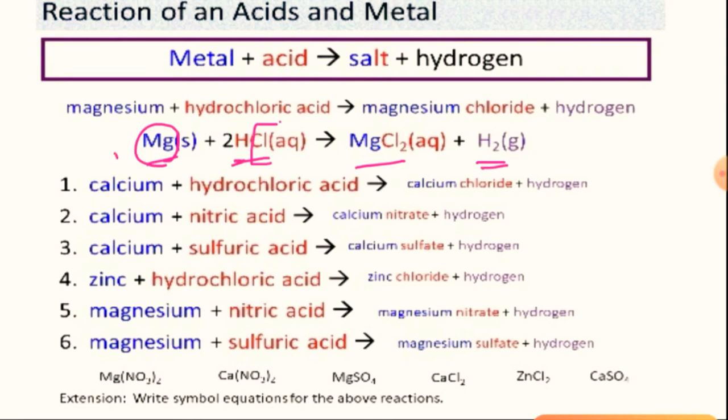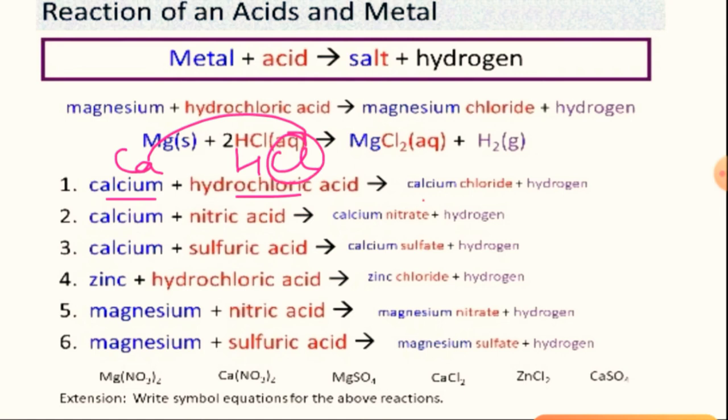Calcium, the symbol of calcium is Ca and hydrochloric acid means HCl. Let's do it once again. Calcium is Ca and hydrochloric acid is HCl. So calcium will react with this chlorine and will form calcium chloride and hydrogen will be removed as hydrogen gas.